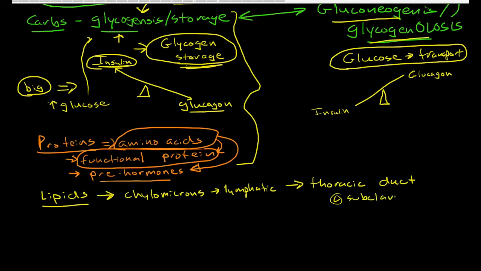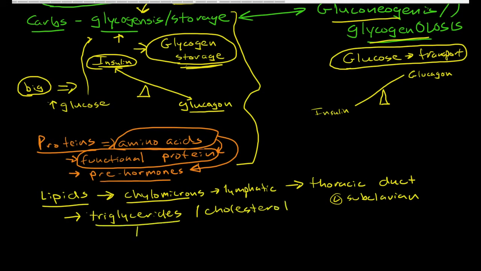So that's how they get into the circulation, and then they make their way to the liver via the bloodstream. So once they get to the liver, processes can actually take these chylomicrons and break them down and make them into triglycerides and cholesterols.